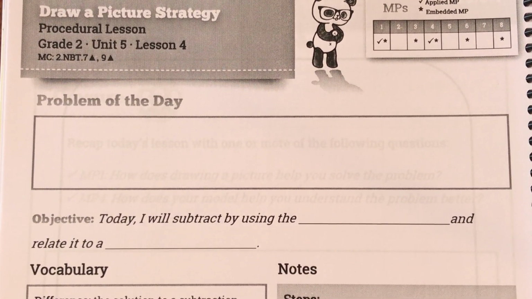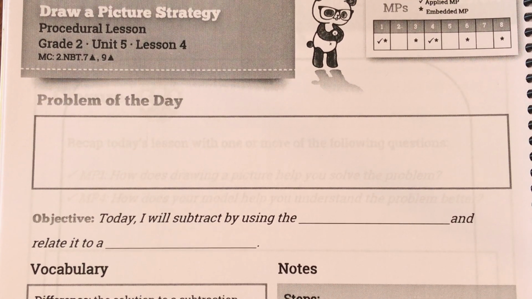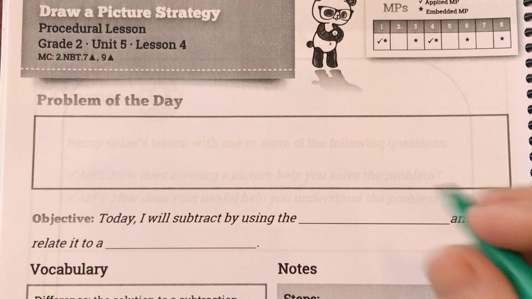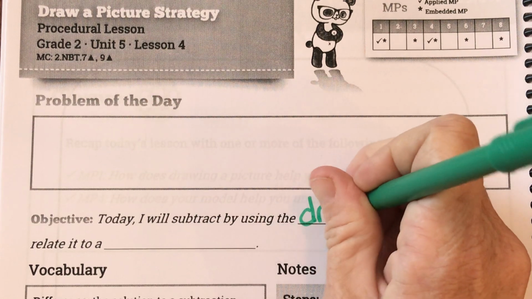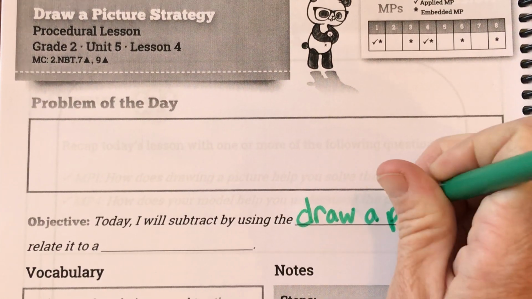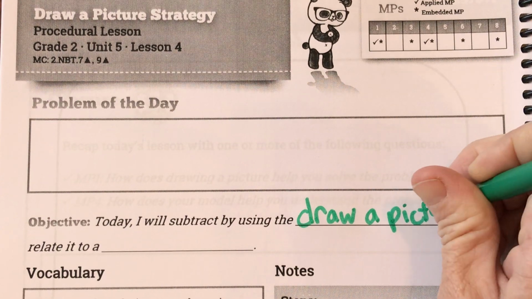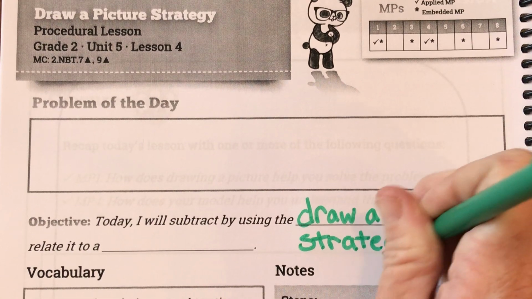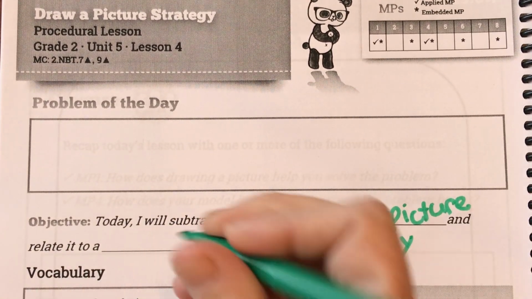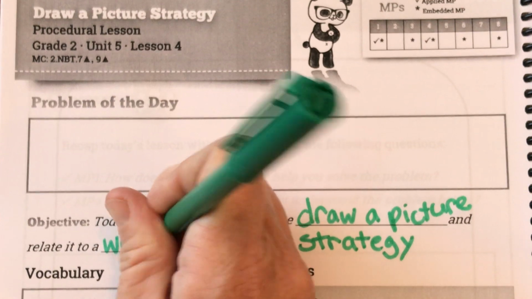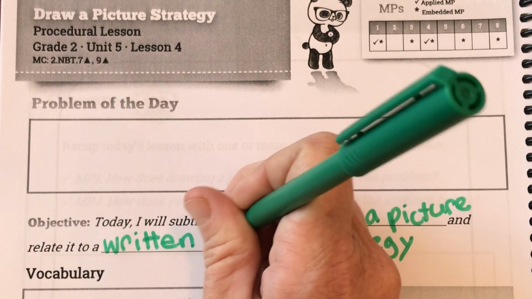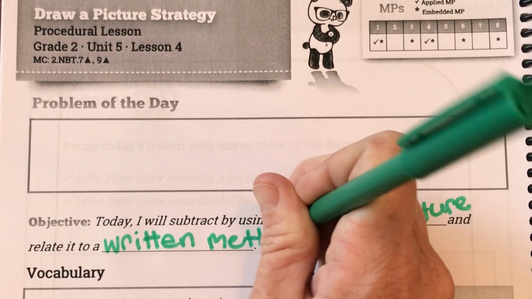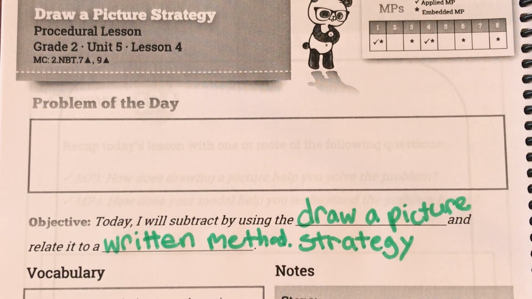Today we're on page 19 of your student journal, page 19. And our objective today is I will subtract by using the draw a picture strategy, and you might have to squish it, draw a picture strategy and relate it to a written method. Okay, I apologize if you had to squish it like I did.